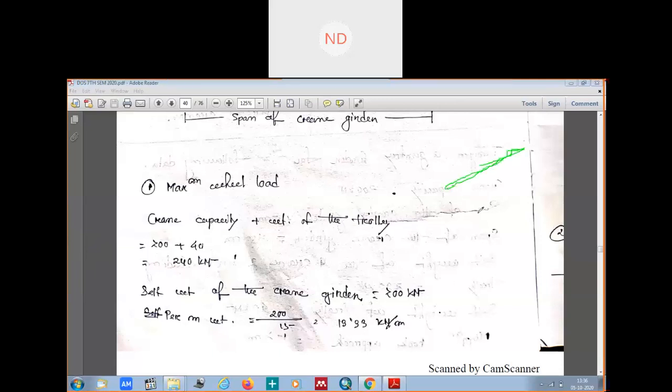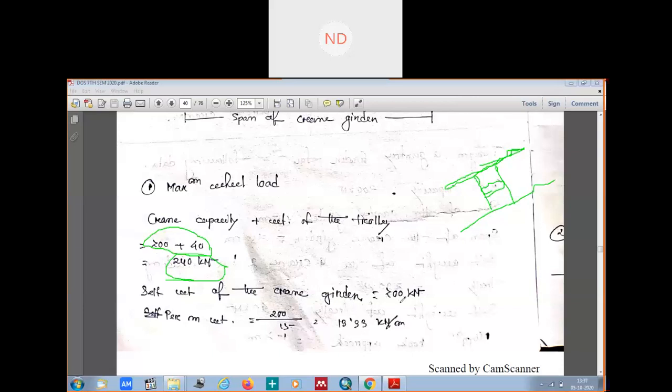You have your gantry girder, and this is your crane girder. So the trolley will be here. The self-weight of this crane girder as well as the trolley weight is on the crane, so we will add the crane trolley weight also. So this is the total load of the crane girder. Now again, the self-weight of the crane girder is 200 kilonewton.